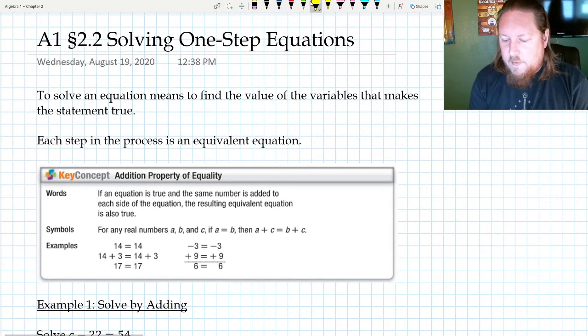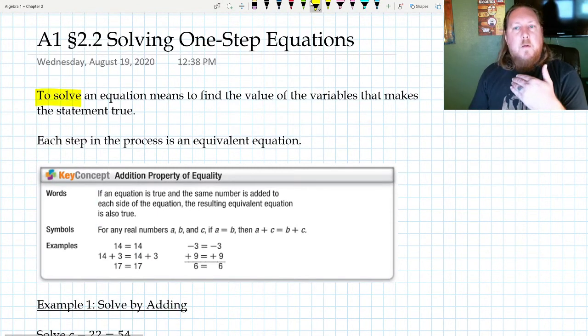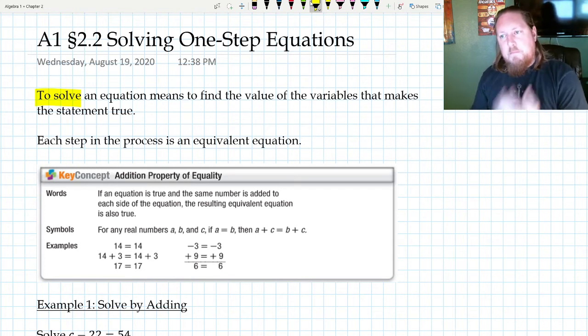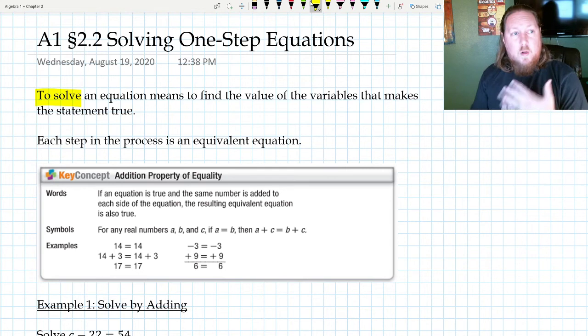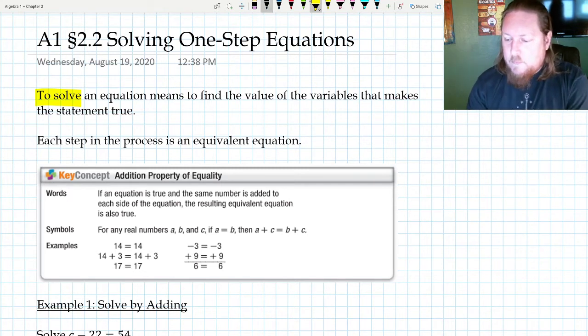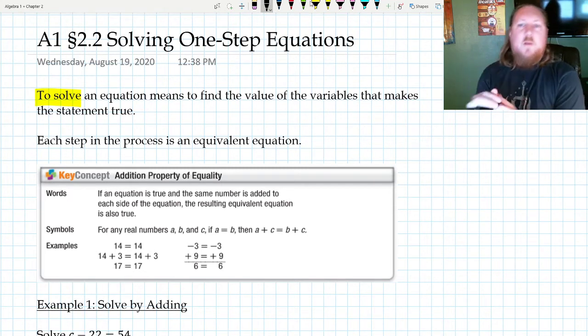To solve means find the values for the variables that make the equation or inequality true. Right now we're just talking about equations, and in one-step equations there's usually only ever one solution. So we're looking for the one value that makes it true.